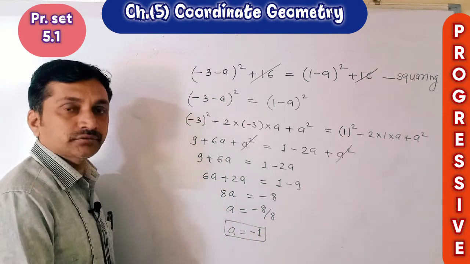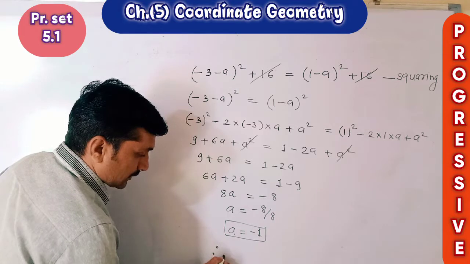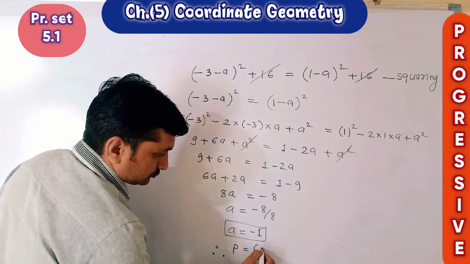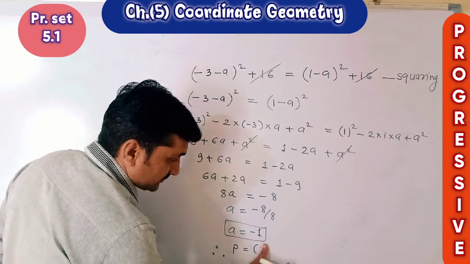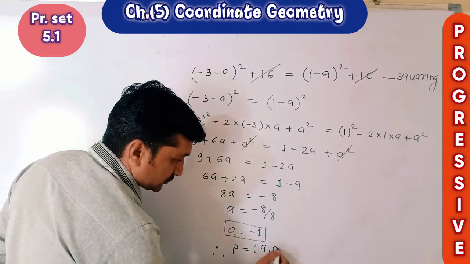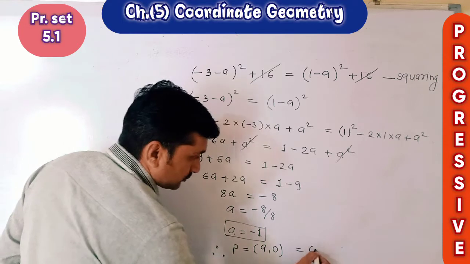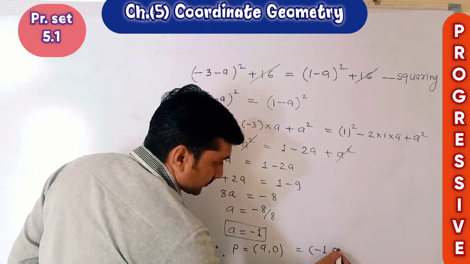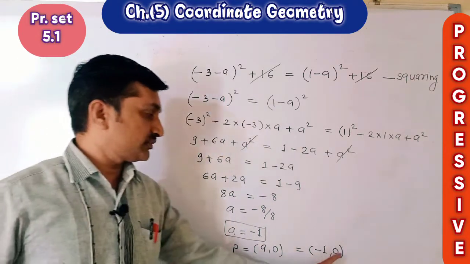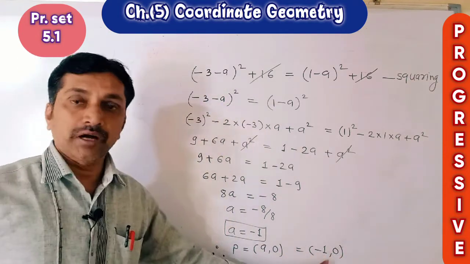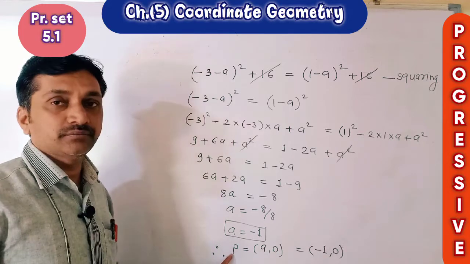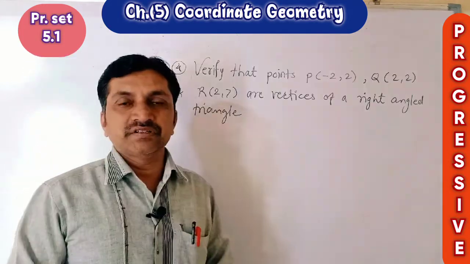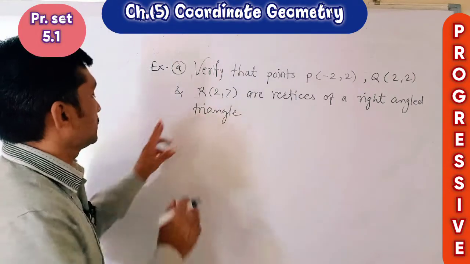Now we got a. Therefore, the point P we considered, that is (a, 0), and the a we got is minus 1, and the y coordinate is 0. Therefore, (minus 1, 0) are the coordinates of point P, that is equidistant from A and B. Now let's see example number 4.